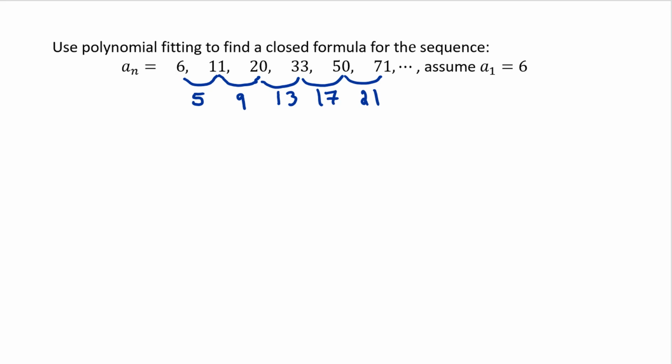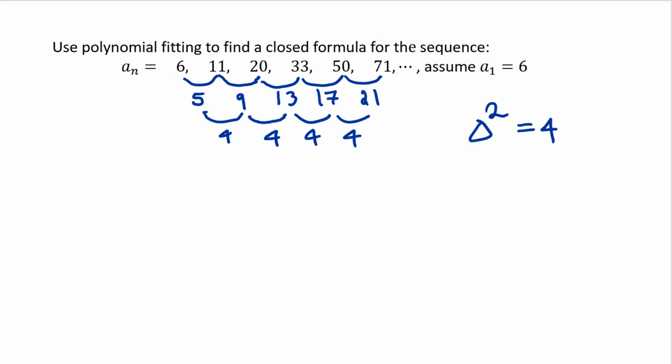We see that the gap is not a constant value, so let's look at the secondary gaps. Between 5 to 9, we see 4. 9 to 13, we see 4. 13 to 17, we see 4. 17 to 21, we see 4. This tells us that we have a delta 2 constant of 4.